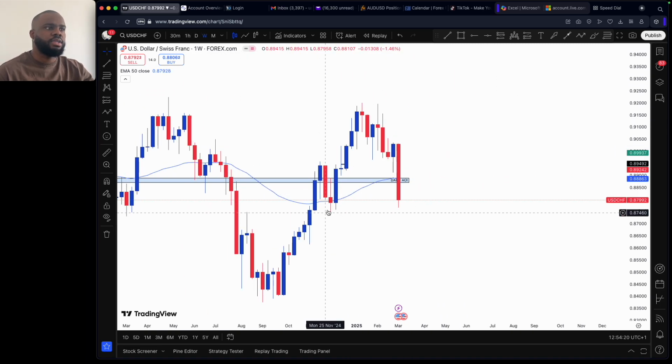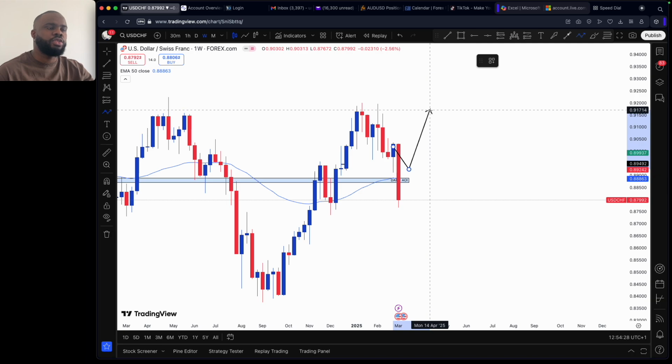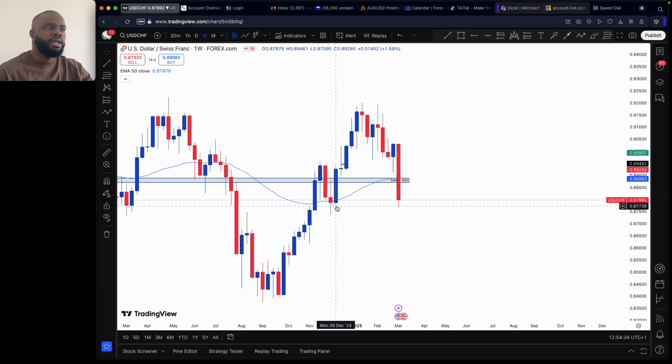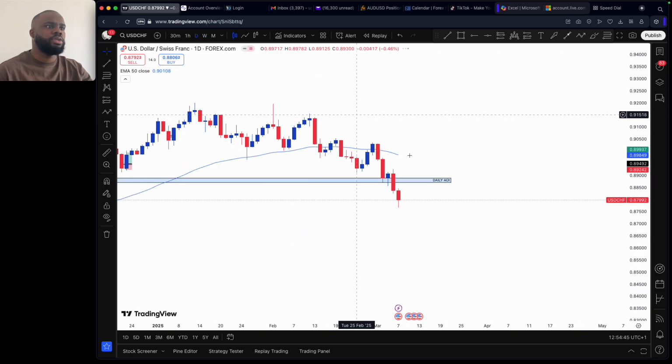So as you can see, the weekly is supposed to wait at this area of interest to continue moving to the upside, but there is a strong sell on this pair. We're already making a double bottom on the weekly, and the EMA has flipped over. So let's go to the daily time frame. Let me show you something more interesting.